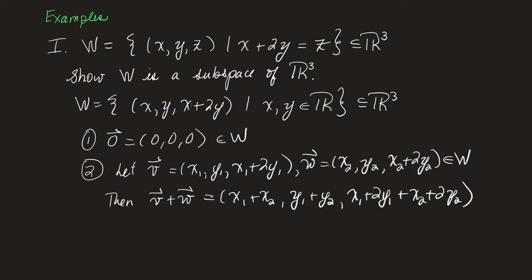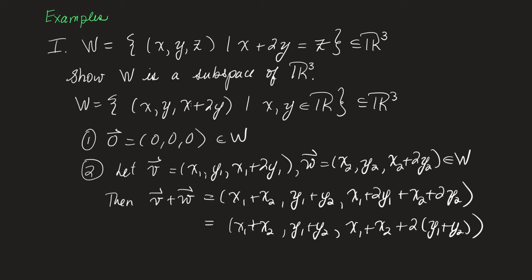And I want to make it a little more clear that that's in W. So I'm going to rewrite this in the following way. This is y1 plus y2. And the last component is x1 plus x2, and I can pull out that 2. So I have 2 times y1 plus y2, and that makes it very clear that this last component is the first component plus 2 times the second component, and so I can conclusively say that this is indeed in W. So it's definitely closed under addition.